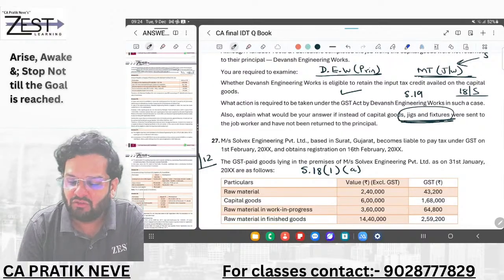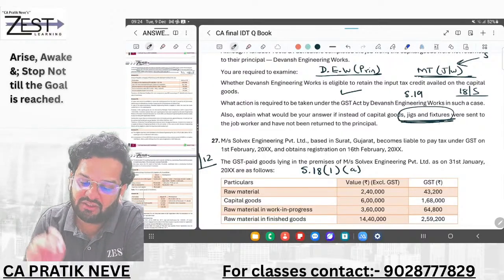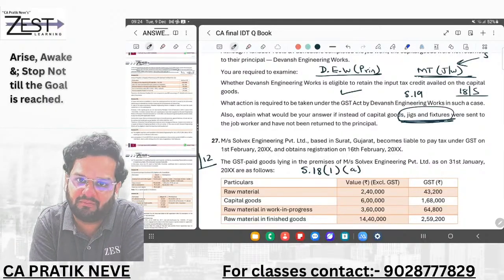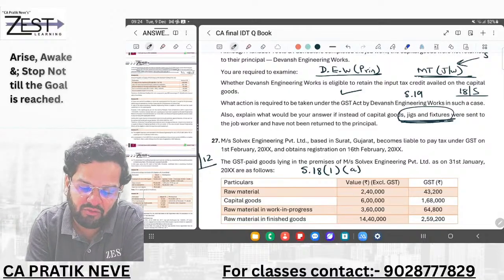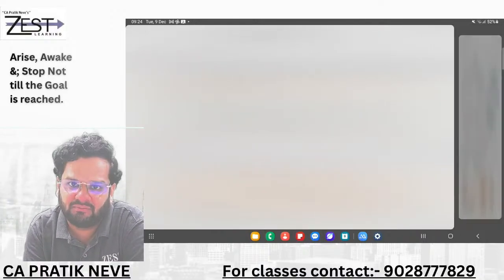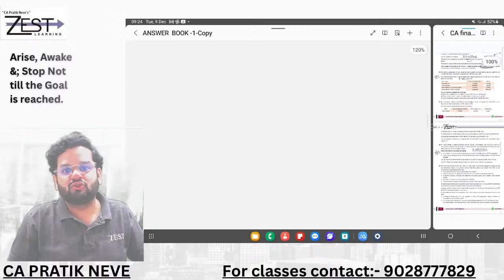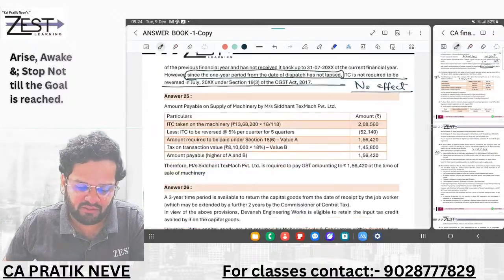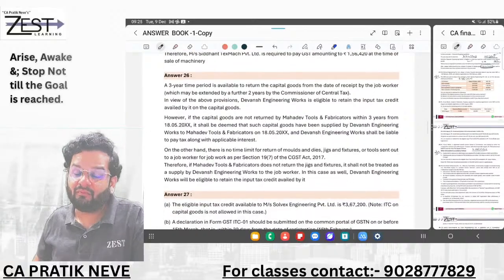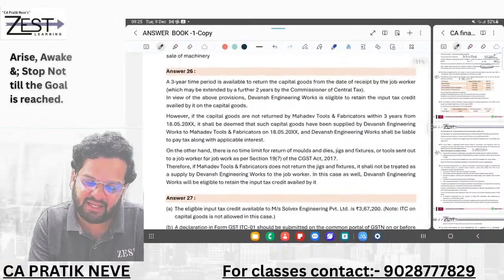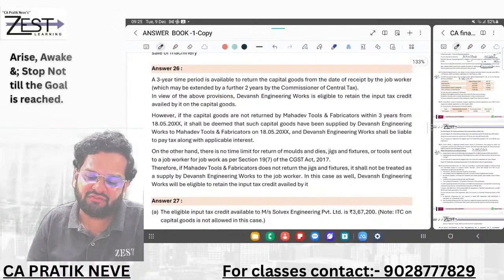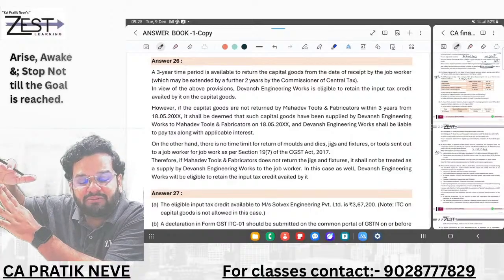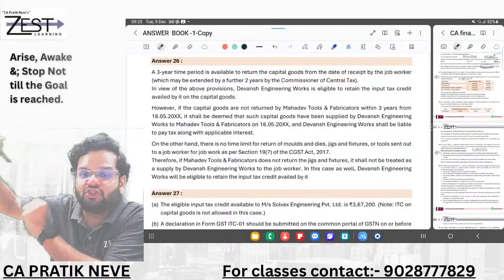So friends, for jigs and fixtures, there is no condition that the principal should receive the goods. It's okay even if goods are not received back. So there is no time limit. For inputs it is 1 year, for capital goods 5 years, for jigs, dies, molds, refractory materials, it's okay even if goods are consumed at the premises of the job worker.